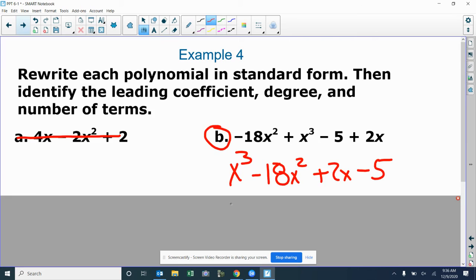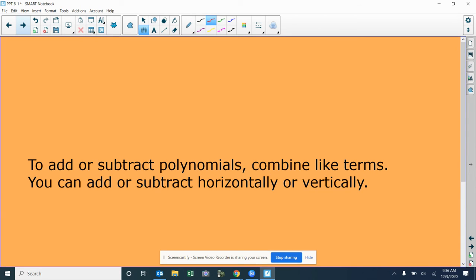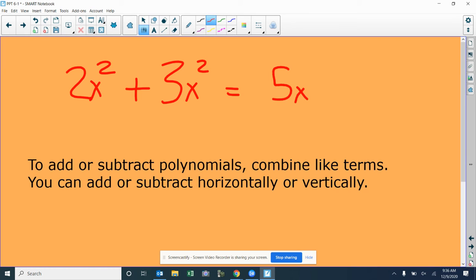All right, we're going to head on down the road here. Let's go add and subtract polynomials. You have to make sure you add like things. So 2x squared plus 3x squared would give me 5x squared. They need to be like exponents and like variable, and you can add those together.